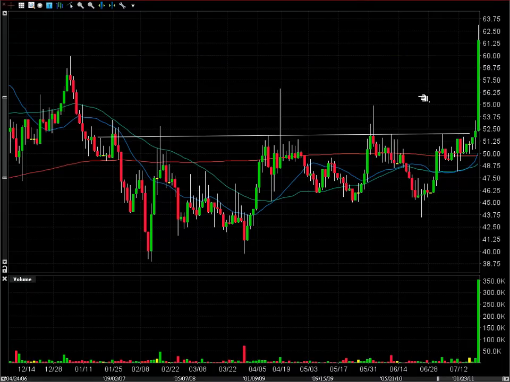But if we see a pullback, it's unlikely we'll see a pullback to the breakout level. In fact, you wouldn't want to see that. That'd be too much of a pullback. But if we get about a 50% retracement of today's move, so if the stock pulls back to about 57 to 58, right around here, that would be a low-risk entry. Not as good, of course, as buying the breakout, but it'd be a low-risk entry.